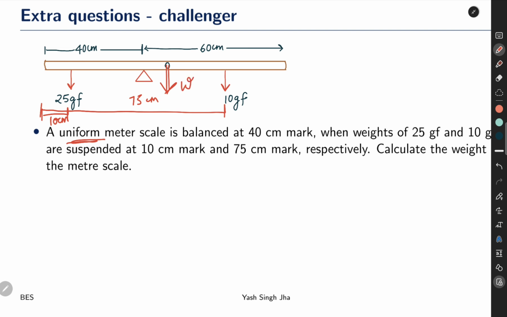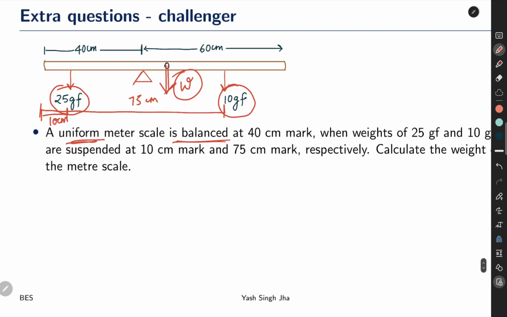Let's calculate the torque. Since it is balanced, the resultant torque should be 0. Let's identify the forces. The forces are the 25 gf force, the weight of the meter scale, and the 10 gf force. What is the point of rotation? The point of rotation is the fulcrum. It is balanced at the 40 centimeter mark, so at the 40 centimeter mark we have the point of rotation.